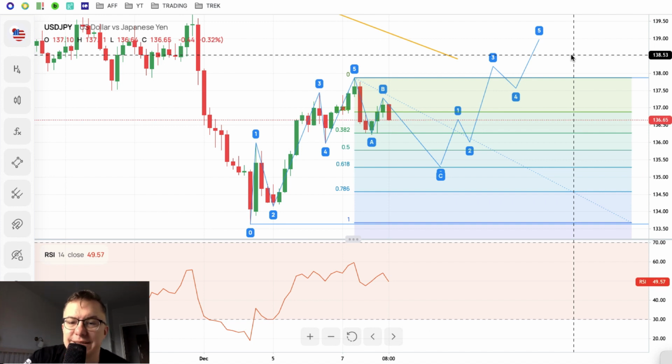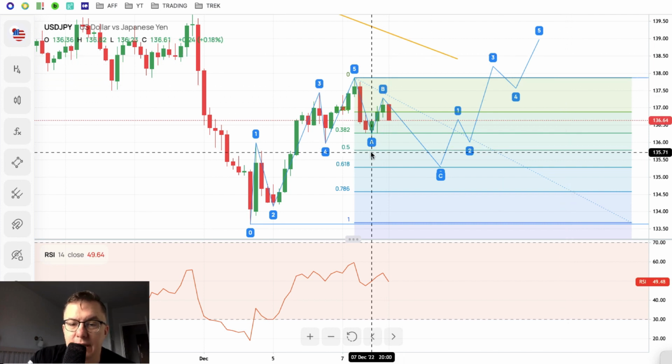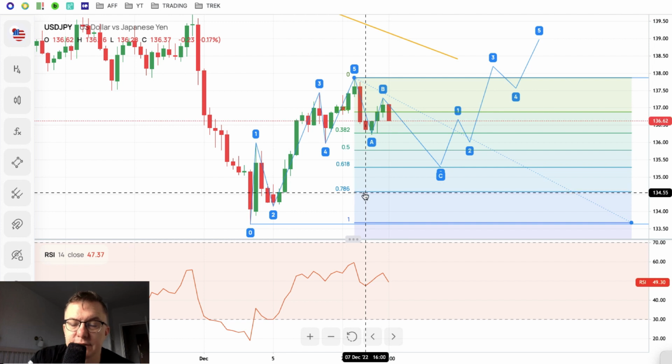Of course, this plan gets invalidated the deeper we go in the retracement, because that is worse for the US dollar to Japanese yen and our scenario. So 61%, 135.27, please keep an eye on this. This one is not that often used. Nevertheless, it can be useful as well.